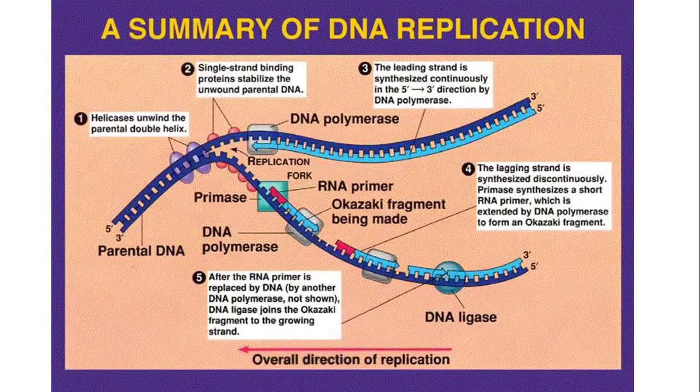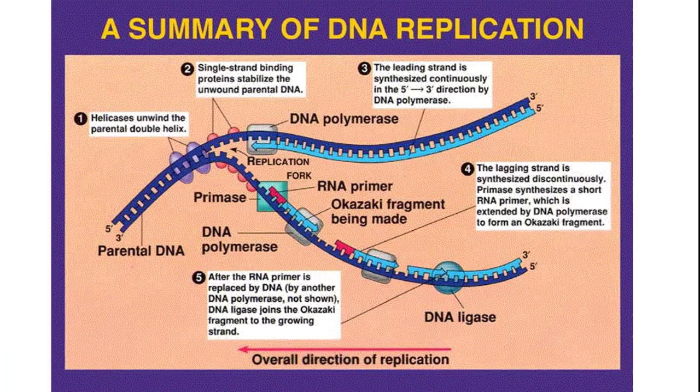So the summary of the whole story of DNA replication is actually shown on this cartoon. Number one, we should appreciate that helicases will unwind the parental double helix. Number two, single strand binding proteins will come and bind to the DNA so that they can remain open. Number three, the leading strand is synthesized continuously in the 5' to 3' direction. Number four, the lagging strand is synthesized discontinuously.